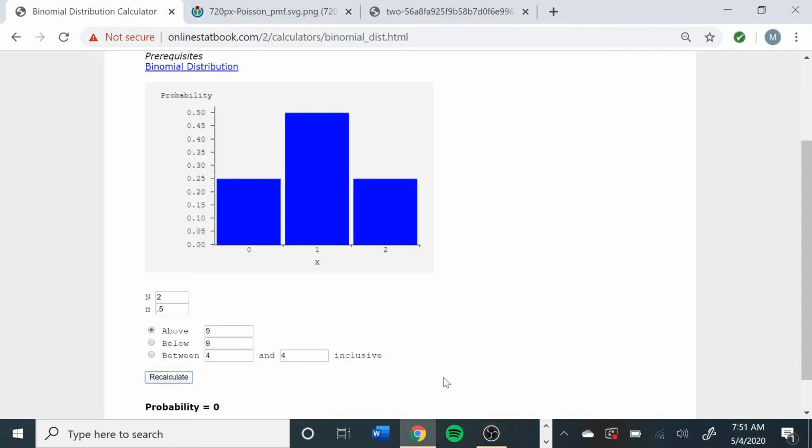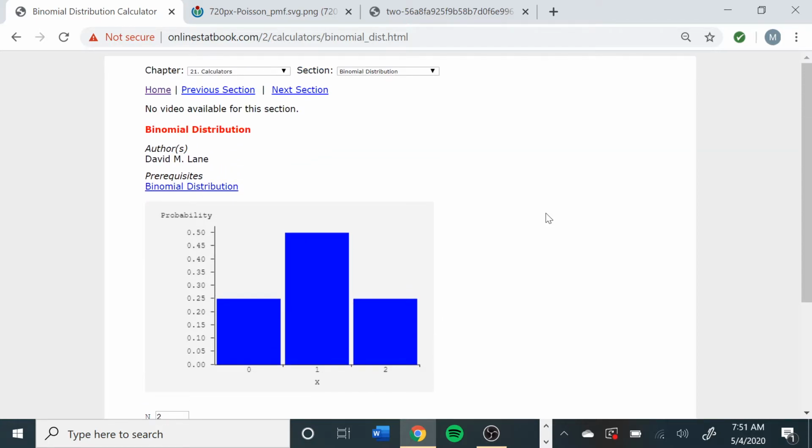But probability distributions a lot of times are easier for visualizing these sorts of things. So what we're looking at here is Lane's binomial calculator. Let me just go back and show you how to find it.